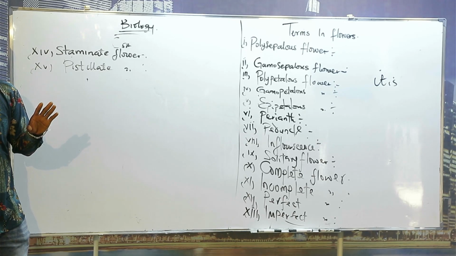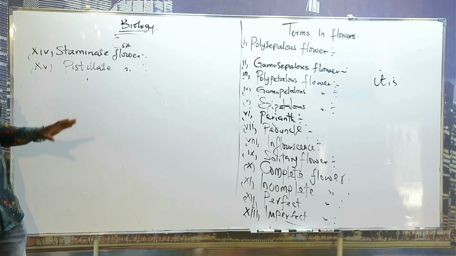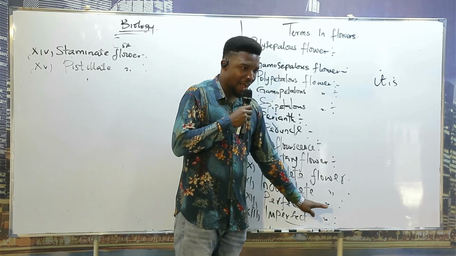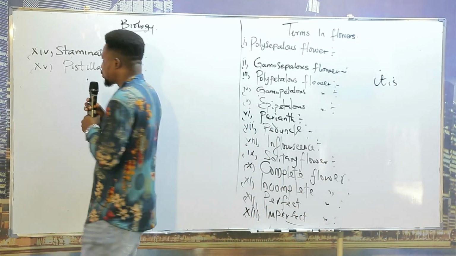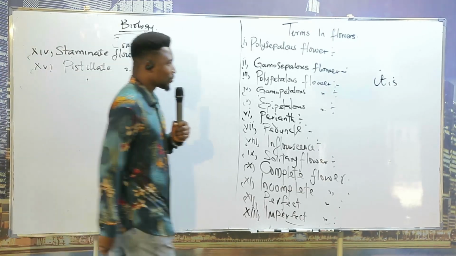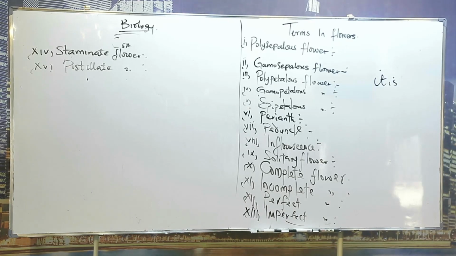Are they incomplete? Are they perfect? Are they imperfect? Do you understand the gist now? Okay, so staminate flower is also an incomplete flower and also an imperfect flower. Do you understand? So staminate flower is a type of flower, right? It is a type of flower that has only the male part.